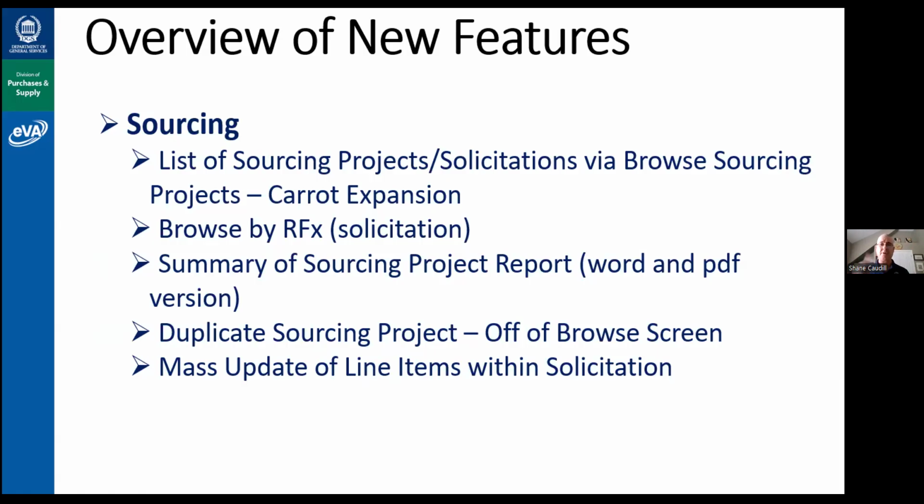I want to show you the duplicate sourcing project option is off the browse screen now, and I'll show you where that's at. We'll navigate and show that. And then you can do mass update of line items within a solicitation now, which is kind of cool. So again, giving you the list, and then I'm going to go demo these.